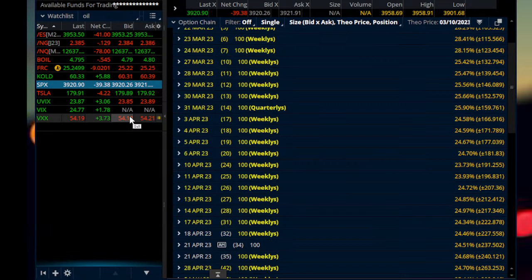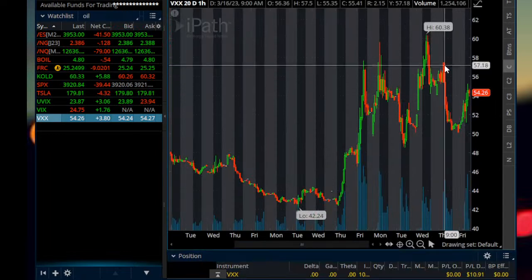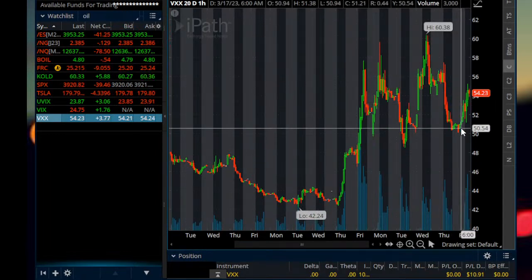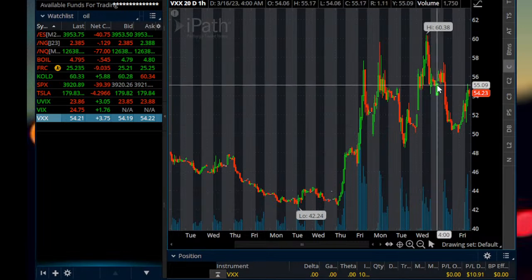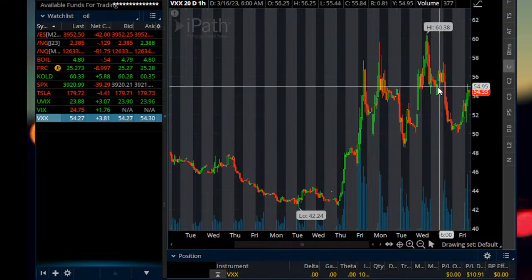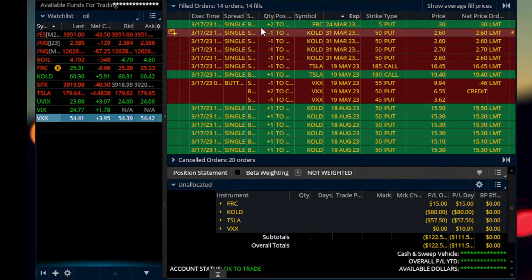But stuff spiked yesterday. The VIX term structure was basically inverted and in backwardation. And I decided, with VXX around 56, 57, to buy the May 55.50 put spread. So I think we can go back into my trades from yesterday.